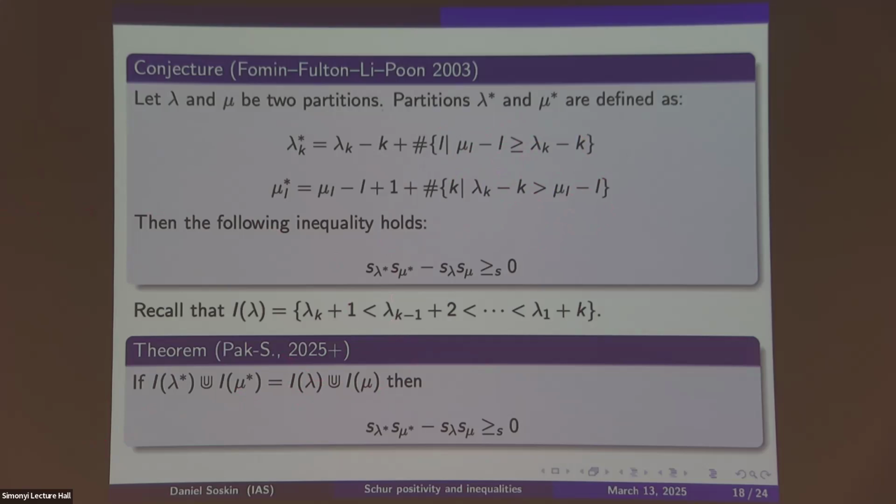Isn't this I of lambda just what you do by turning a partition into a Grassmannian permutation? Isn't that the first part of the Grassmannian permutation? Yes. Okay, so it's somehow related to the permutation corresponding to lambda. Yeah. I think this conjecture was motivated by some dimensional argument in their paper from representation theory, but they formulated it purely in combinatorial terms.